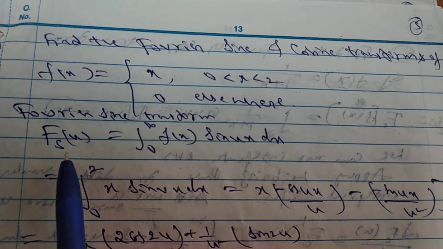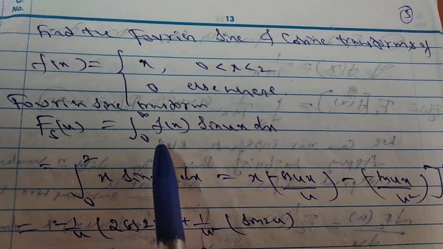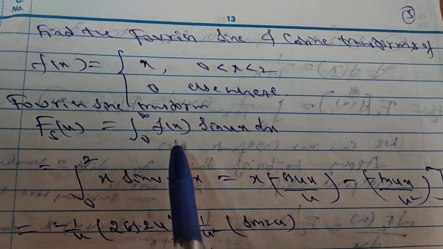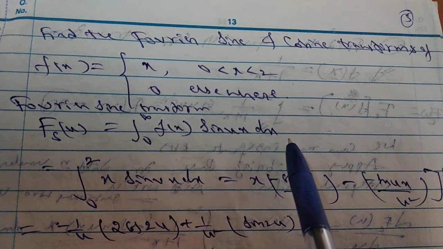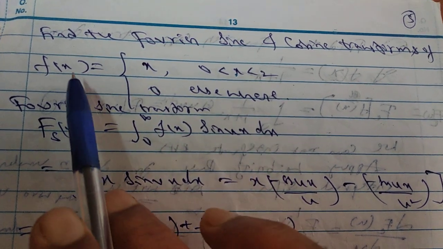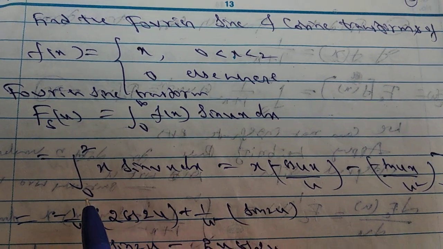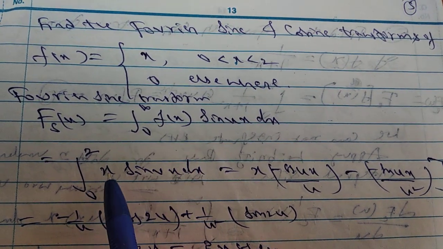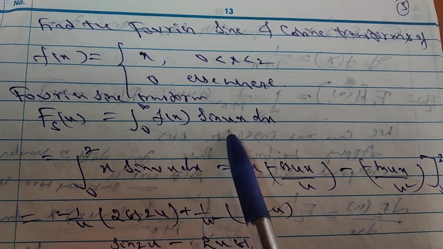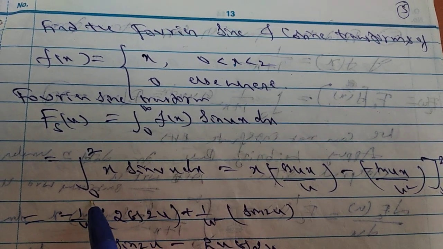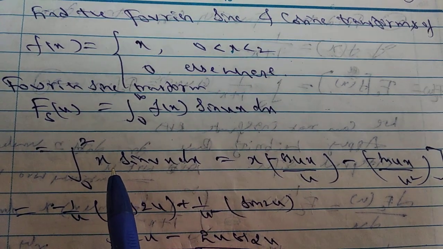So what is the formula for the Fourier sine transform? F_s(u), where s represents the sine transform, is equal to the integral from 0 to infinity of f(x) sin(ux) dx. Here f(x) is equal to x in the interval 0 to 2. So now you have to substitute f(x) = x, and sin(ux) is there. You have to write it as it is in the interval 0 to 2, into dx. So now you have to integrate.